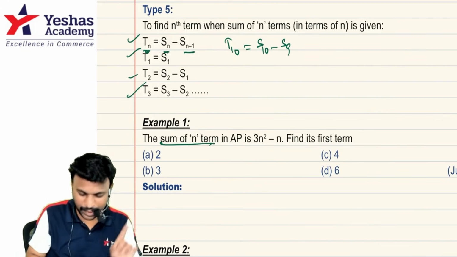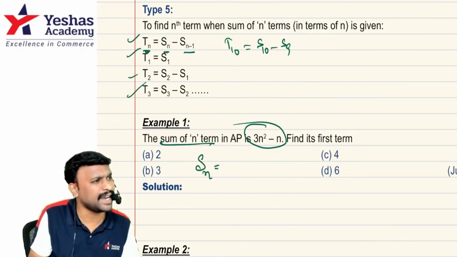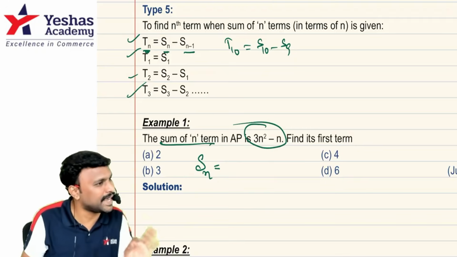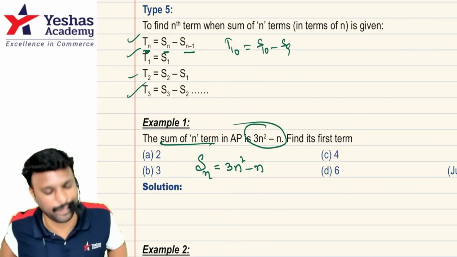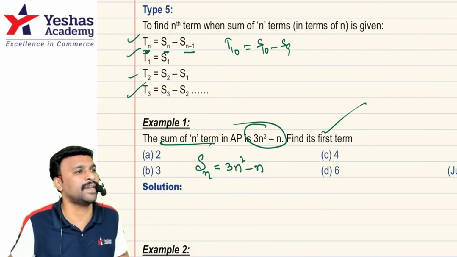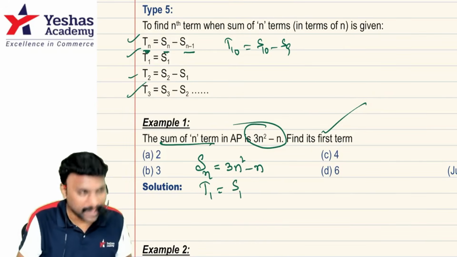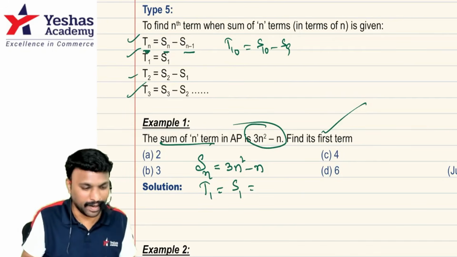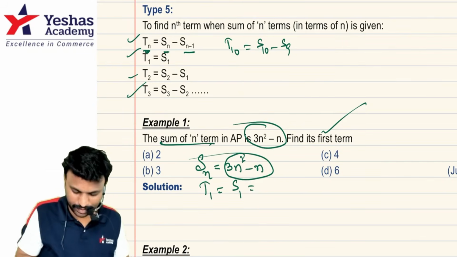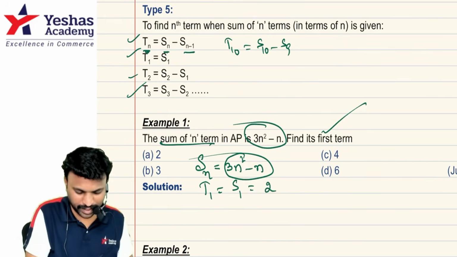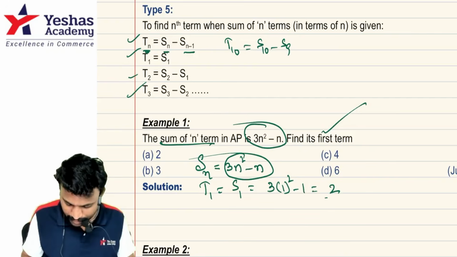Look, sum of n terms of an AP is 3n square minus n. What is this given, Sn or Tn? Sn. Sum means S only. What is it? 3n square minus n. What are they asking? First term. First term is T1 or T2? T1. What is T1 in terms of S? S1 only. Correct? What is S1? In this Sn, I have to put n equal to 1. 3 into 1 square minus 1, which is nothing but 2.